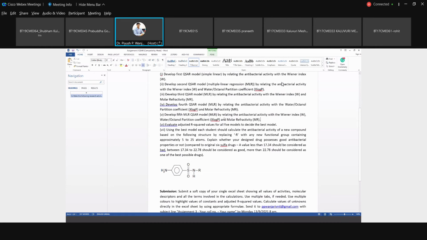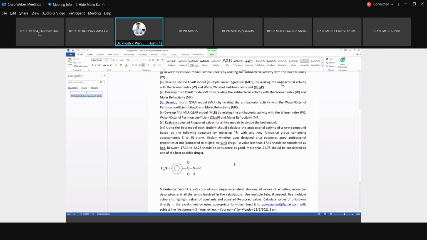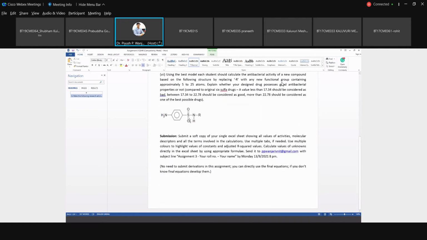Okay, so in the end, I have mentioned for the submission part that there is no need to submit the derivations in the assignment. I'm not asking you to submit them, but especially for the fifth question, you are going to need the derivation. Looking at the earlier developed equations, you can come up with the equation so that you can estimate the constants even in your fifth part. If you don't have this equation, you should develop it first.